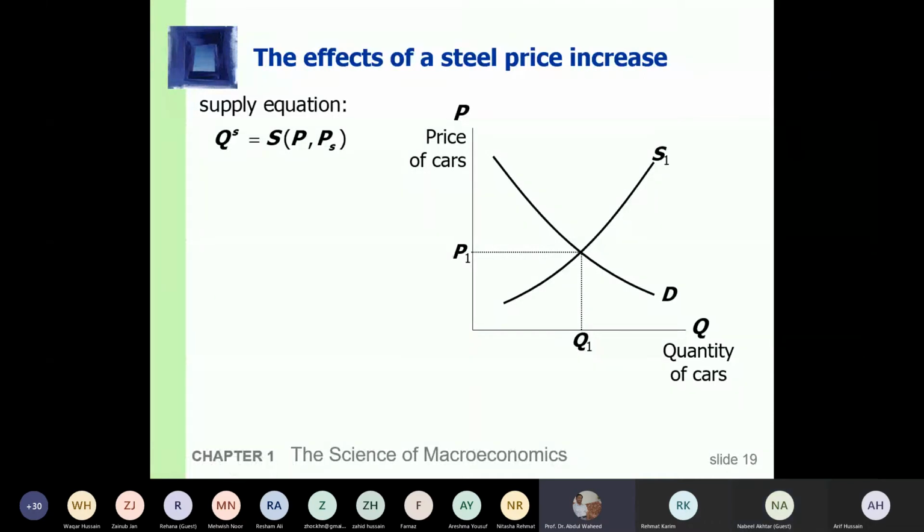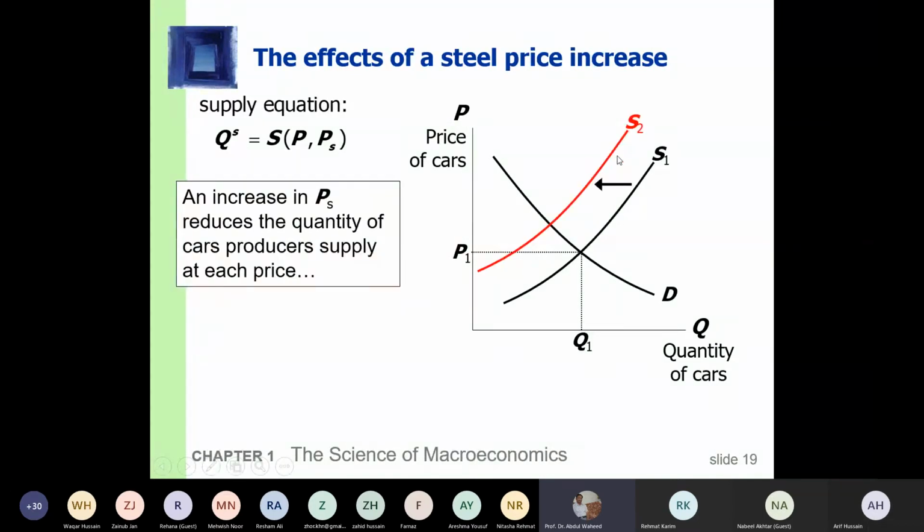Why will it shift leftward? Because when the price of steel increases, the cost of production will increase, and then suppliers will reduce their supply. Okay, so the supply curve will shift leftward.